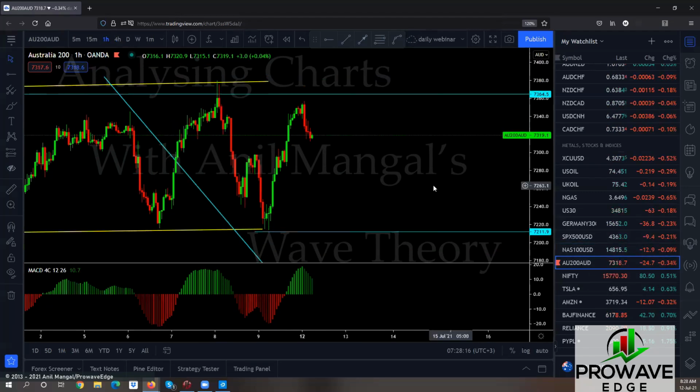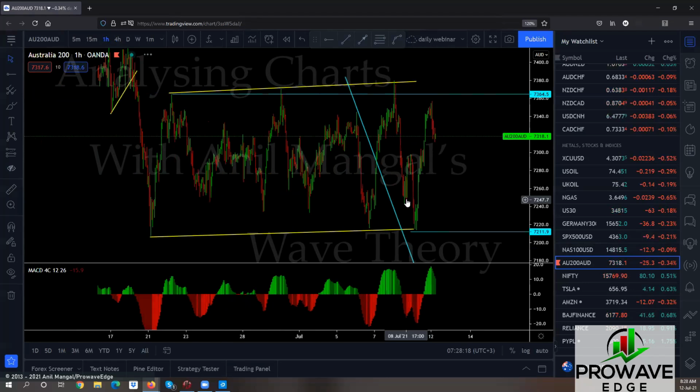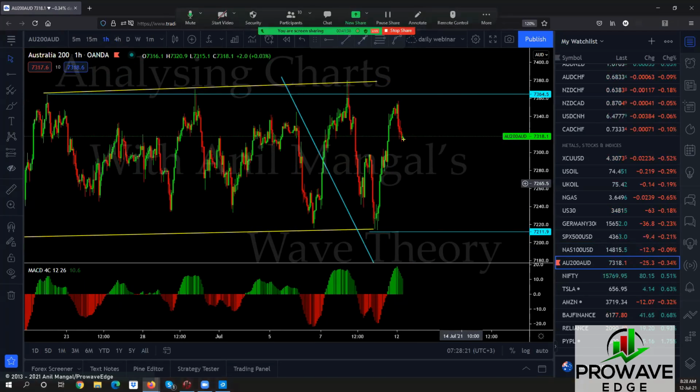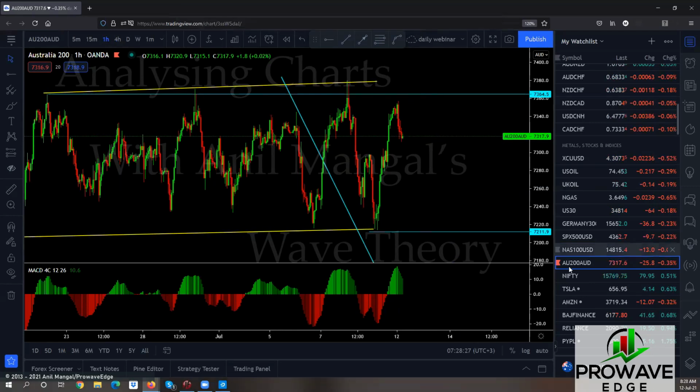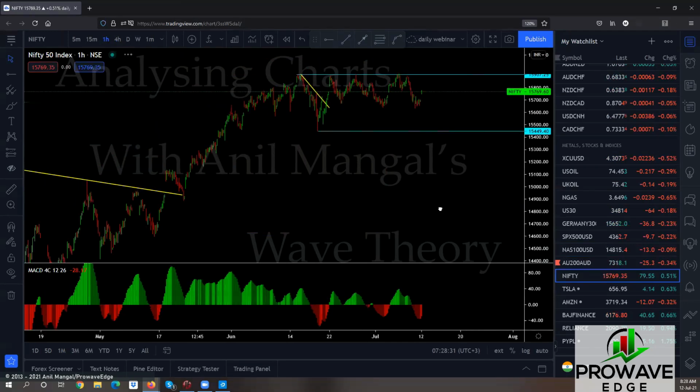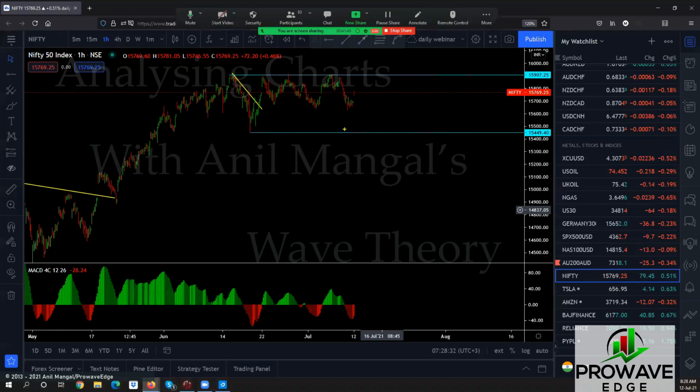AU 200. So we broke the top, we came down, we're going back up. Maybe break the top again. We're not interested in the buy, but let it break the top again, and then we look for the sell. Nifty going sideways, maybe a little more down and then up. So there's a good chance this is going to drop here and then go back up. That might be the end of this pattern.